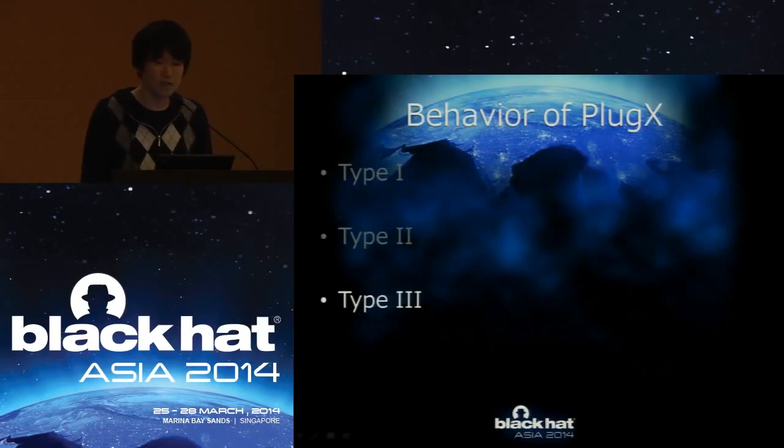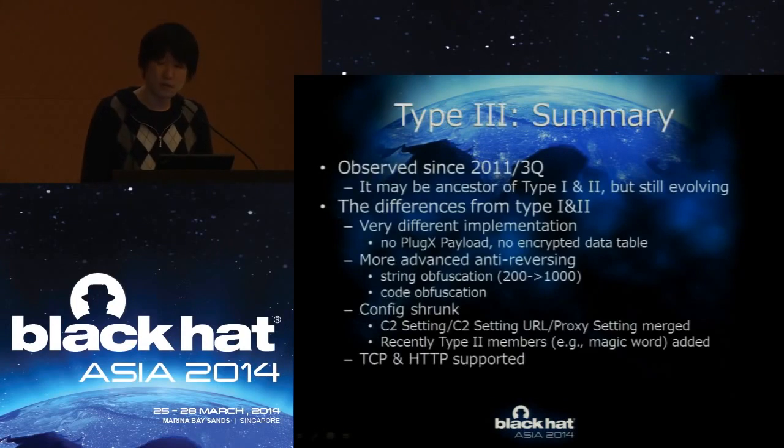Lastly, we refer to type 3, another variant of PlugX. This type is very different from type 1 and 2, but based on several common implementations such as protocols and C2 command numbers, we can say this type is also a PlugX variant. Type 3 has been observed since the third quarter of 2011. Based on the early emergence, some researchers judge type 3 is the ancestor of type 1 and 2. It may be correct, but type 3 is still updated, so we must keep an eye on this type.